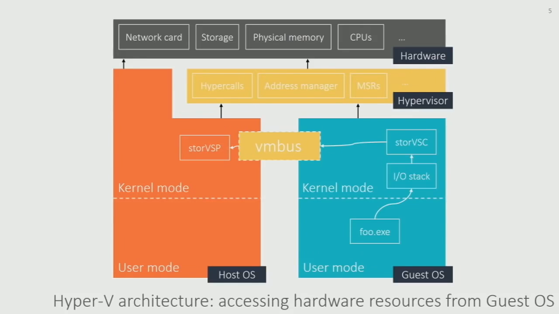And basically, that's just going to decode whatever it is that store VSC is asking for, and then do that operation on the host kernel. It's going to go through its own IO stack, and then it's going to jump into the hardware. So it's going to talk to the hard disk, get the sectors that the guest OS might be asking for, and that's just going to be that.